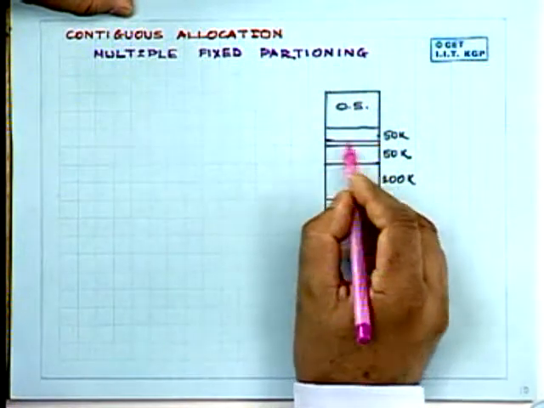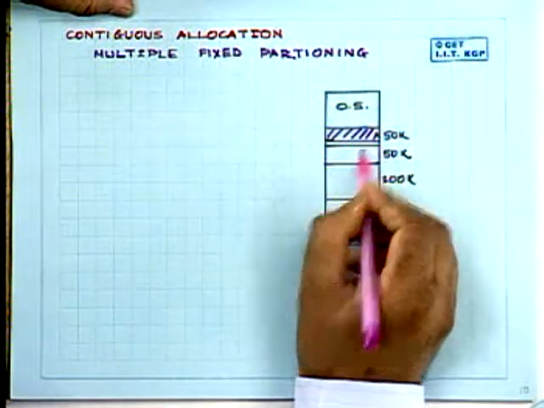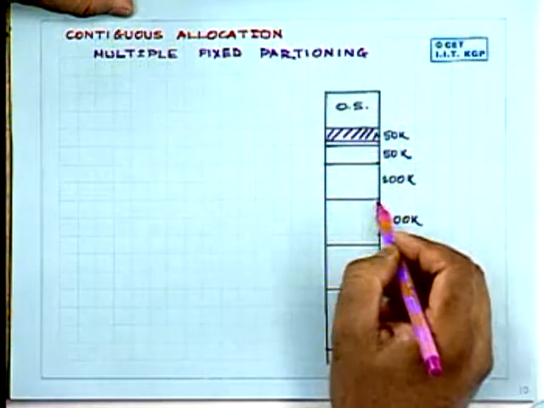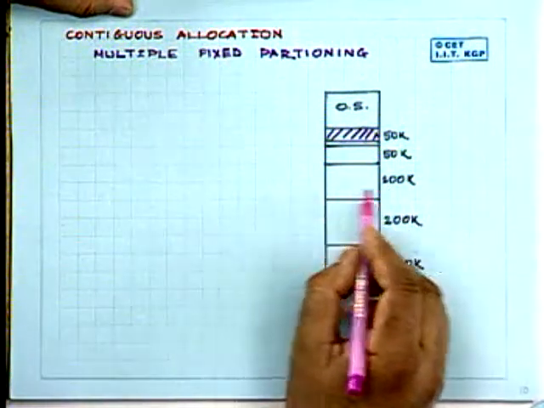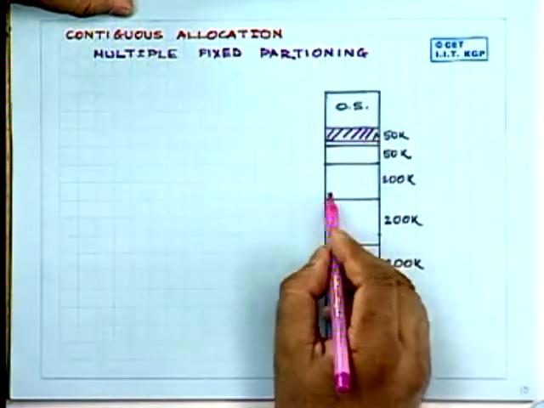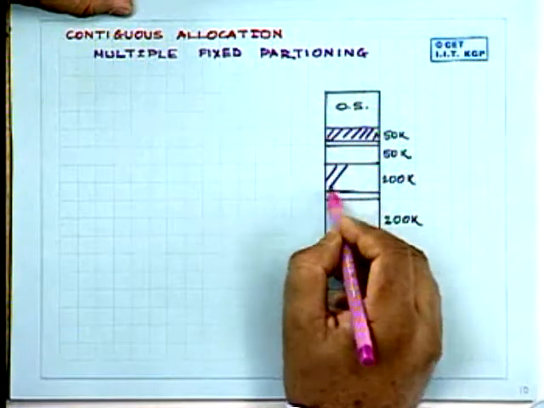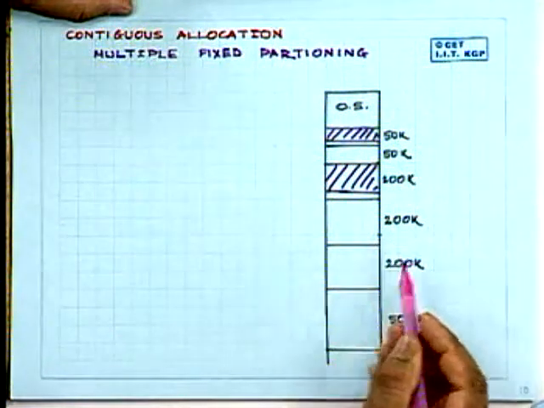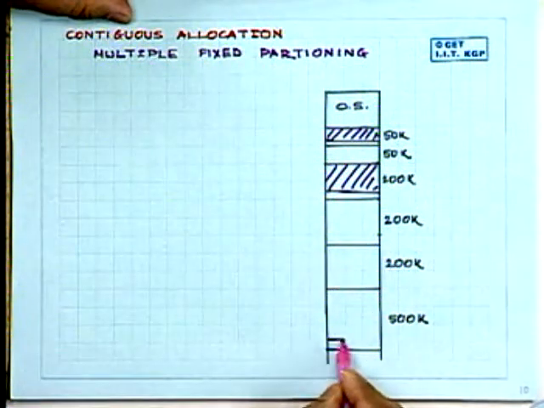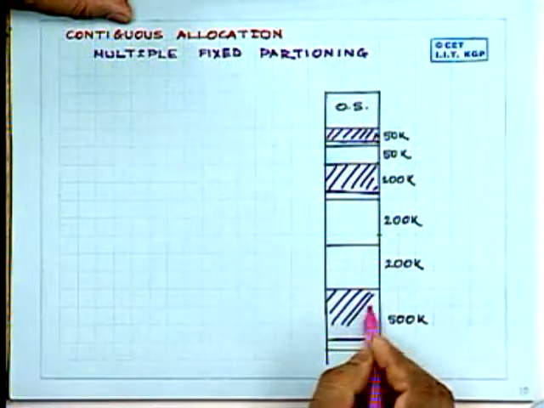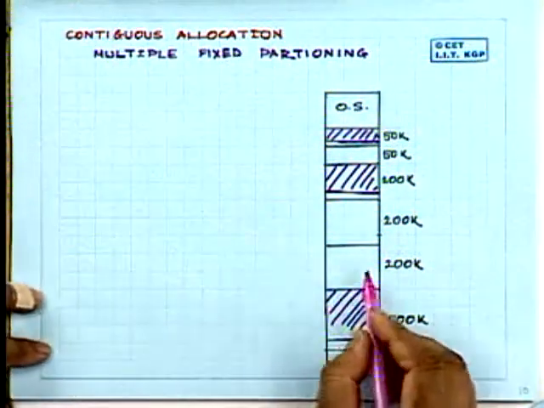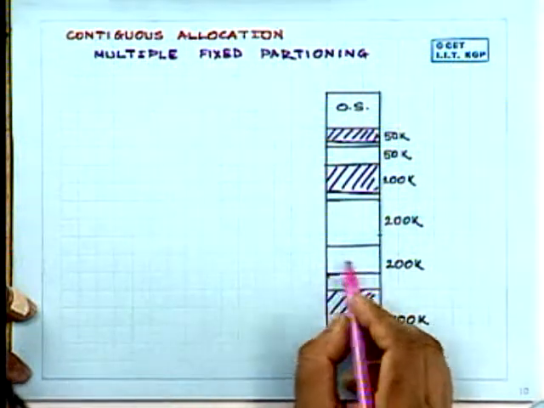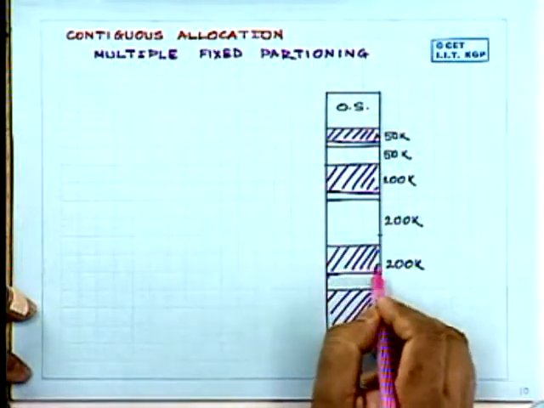Say this is a partition, and it is allocated to this process. Say another comes which is more than 50K but less than 100K. That means we go by best fit. We take this 100K and load this program here. Another program of 400K comes, we load this program here. Say another program of 150K has come, we load the program here.